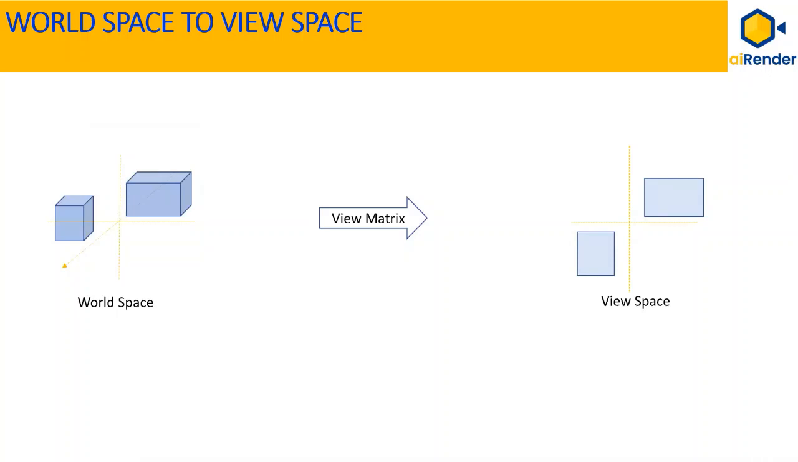The objects in the world space can be viewed from different angles. For example, we can place the camera on front, top, bottom, or sides, or at specific angles. Here, you can see the top view of the two objects after transformation to the view space. View space is also called eye space or camera space.